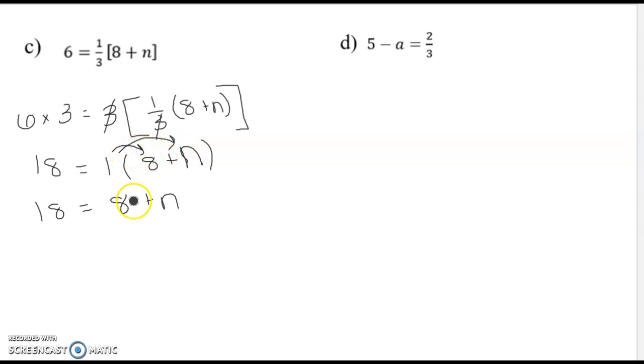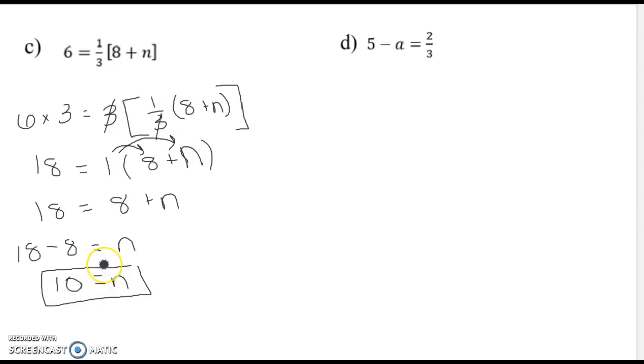So now we have to collect our like terms. We want our n on one side. So we're going to keep our n on this side because it's positive. But we're going to move this 8 to the other side. So a positive 8 turns into a negative 8. So over here on the left side, we're going to have 18 minus 8 equals n. And then 18, take away 8, you're left with 10. And so n equals 10.